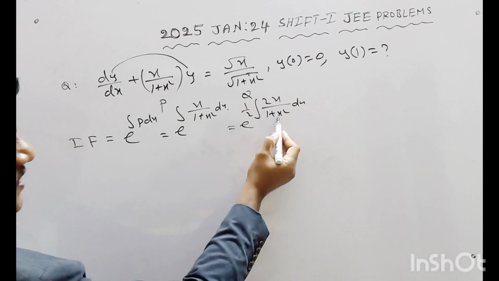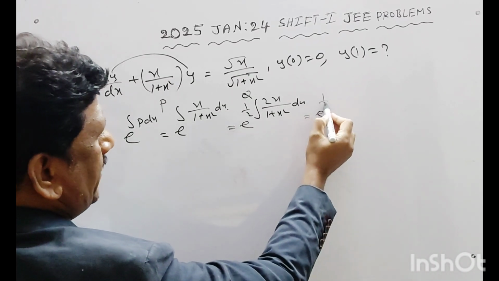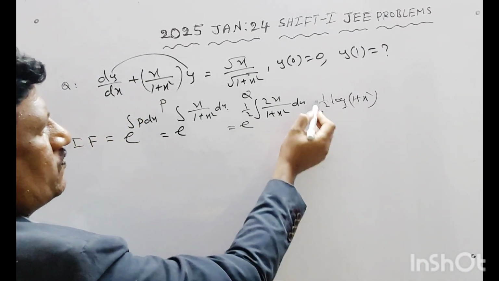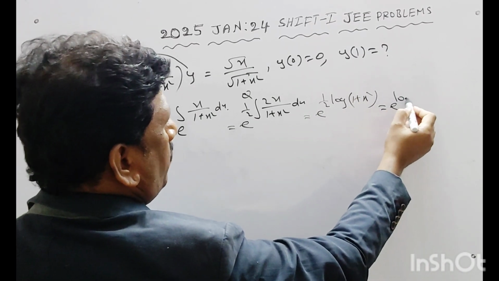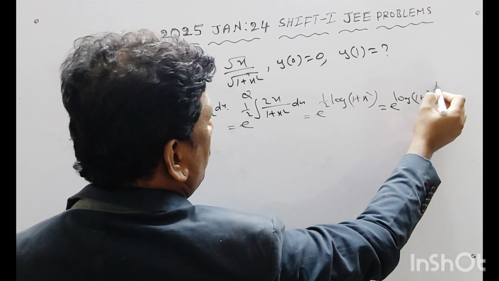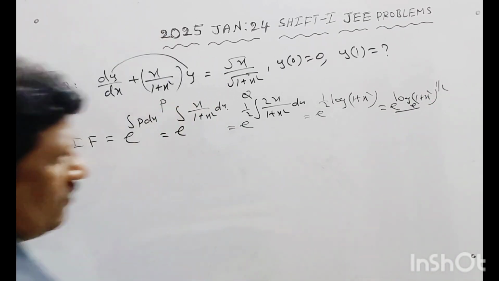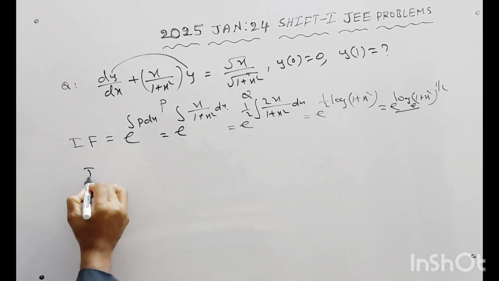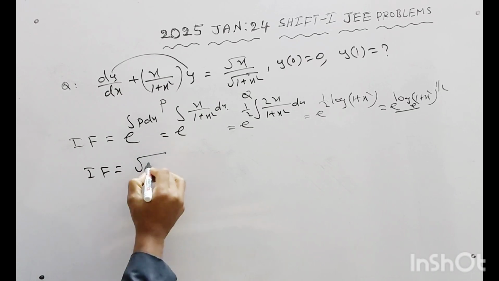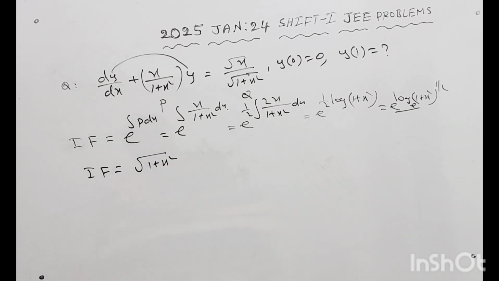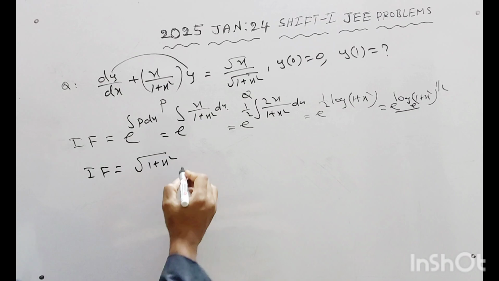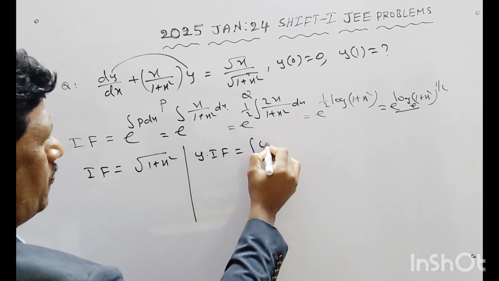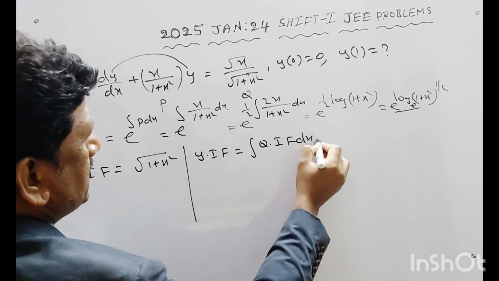That's why f dash of x by f of x, e power 1 by 2 into log mod of the denominator 1 plus x square. And we can write this 1 by 2 as a power here, 1 plus x square whole power 1 by 2. Base e, both bases are equal, so cancel log along with e, since the bases are equal. Then you will get the integrating factor, root of 1 plus x square is the IF. Later we should find the solution. So your solution is y into IF equals integration of Q into IF dx plus c.